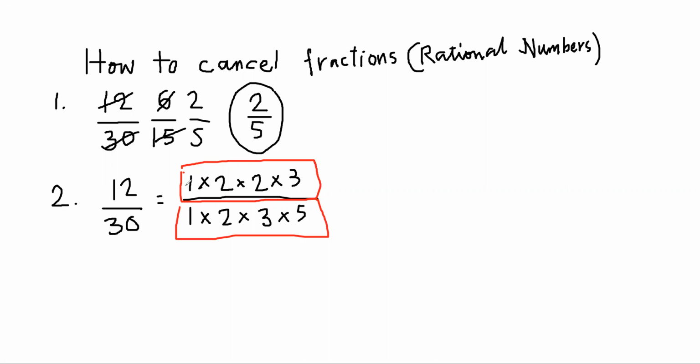Now you start cancelling. And what remains is 2 in the numerator and 5 in the denominator. So this becomes 2 upon 5. This is also one possibility. If you have larger numbers, maybe you can try this out.